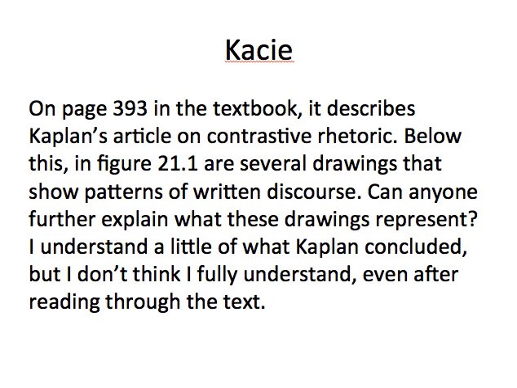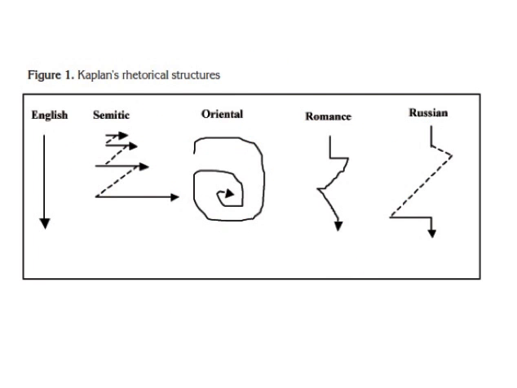On page 393 in the textbook, it describes Kaplan's article on contrastive rhetoric. Below this, in figure 221.1, are several drawings that show patterns of written discourse. Can anyone further explain what these drawings represent? I understand a little of what Kaplan concluded, but I don't think I fully understand even after reading through the text. Okay, so these are the diagrams you're referring to.